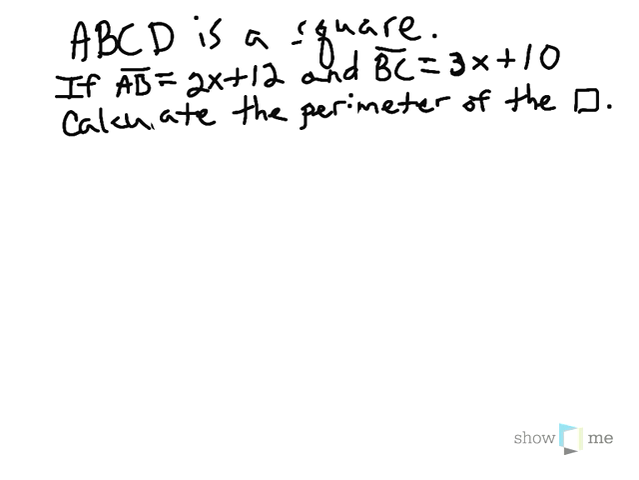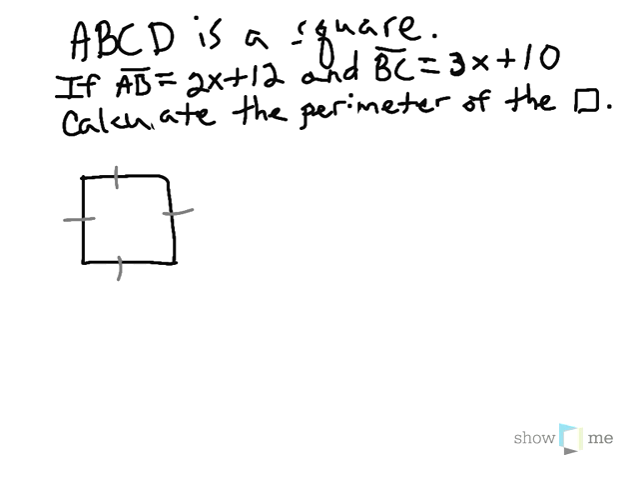Okay, this says ABCD is a square. If AB, that segment, is 2x plus 12 and BC is 3x plus 10, calculate the perimeter of the square. Now what we need to know is a square is a special kind of quadrilateral, and everyone is usually familiar with a square enough to know that a square has 4 equal sides. We know already that this side and this side and this side and this side all have the same measurement. So if we could figure out what one of those sides was in terms of its length, then we should be able to figure out the entire thing. We're looking for the perimeter.